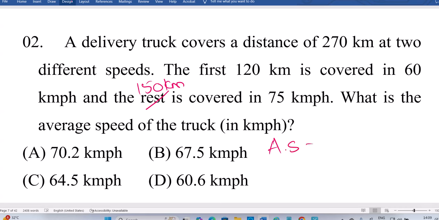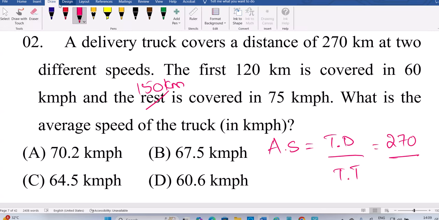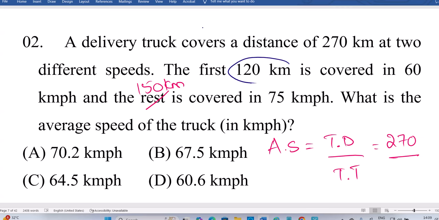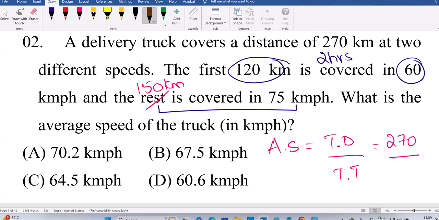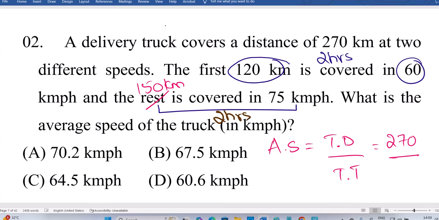What is average speed? Average speed is always total distance divided by total time. What is total distance? 270 kilometers. Timing, sir? My dear, 120 kilometers, you travel at 60 kilometers per hour speed. How much time will it take? 2 hours. Next, 150 at 75 kilometers per hour means 2 hours. So total timing, 2 plus 2, we get 4 hours. Right. So average speed is 67.5. Answer is 67.5 kilometers per hour.